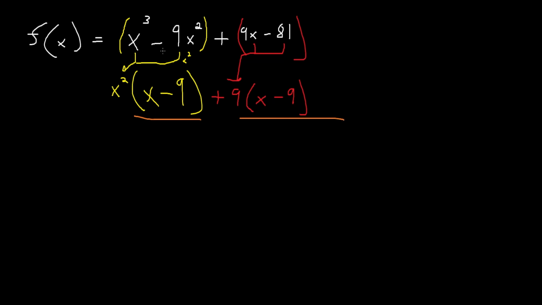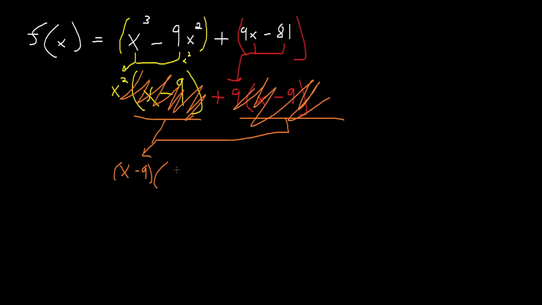So just like before, where both of these terms were multiplied by x squared, and both of these terms were multiplied by 9, we are going to take away the x minus 9 because it's multiplied by both terms. So if we remove that from the equation, because we factored it out, all we're left with is x squared plus 9.